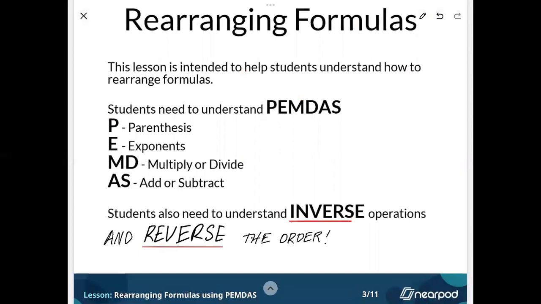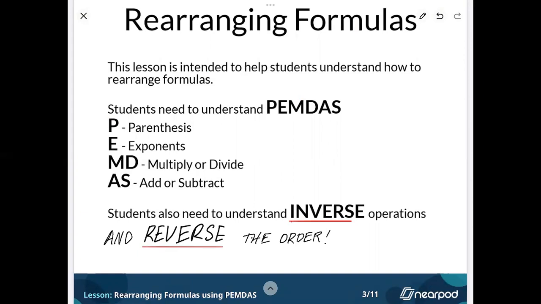Now here's what I'm trying to do. I'm going to show you how to find the inverse of any function. And what we're going to use is basically PEMDAS. You remember that: parentheses, exponents, multiplication, division, addition, subtraction. I think most students are pretty comfortable with that, so we're going to be using that.